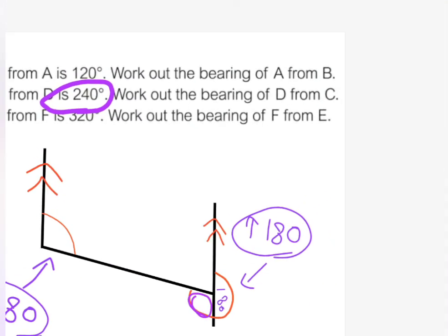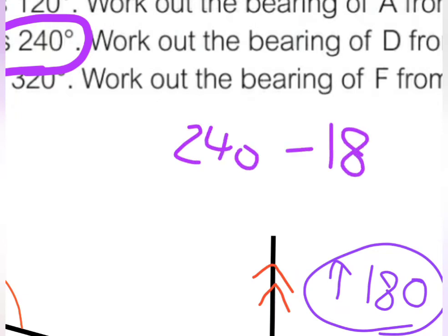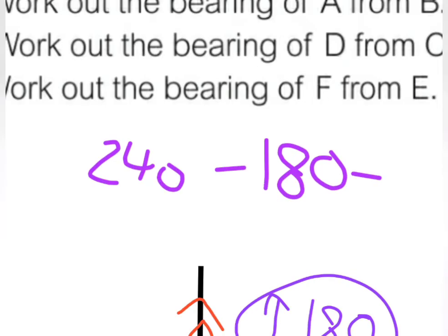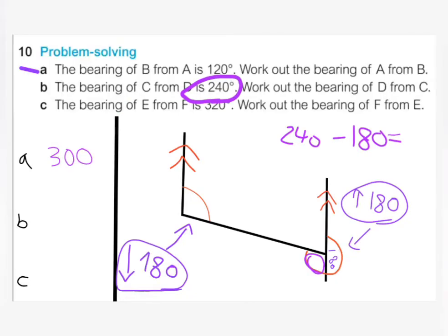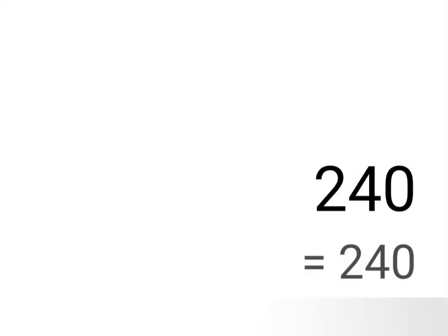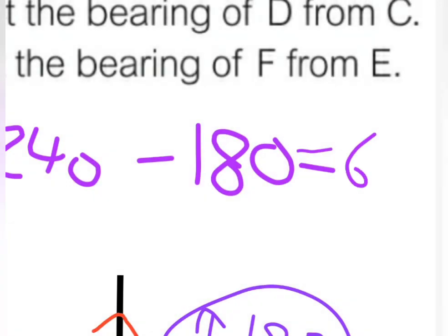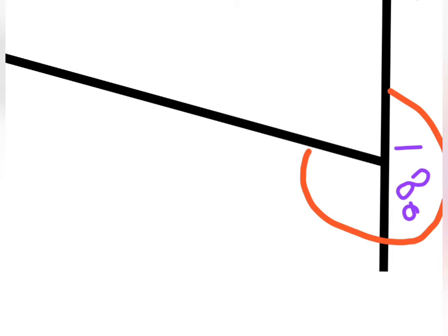Now 240 minus 180 equals what? Let's use the calculator and then come back. 240 minus 180 equals 60. Let's go back. So the answer is 60. So this angle is 60.